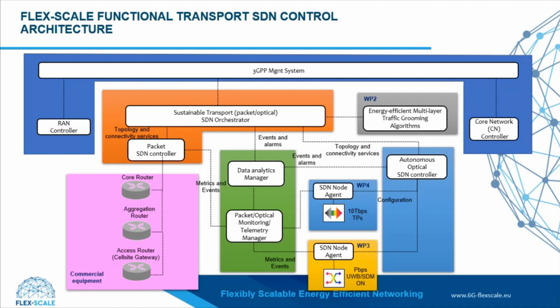So the idea is that we have this sustainable transport SDN orchestrator that interfaces with a packet SDN controller and also with an autonomous optical controller, in such a way that we have dedicated controllers for the optical technologies and also for the packet technologies. Then here you can see the 2 devices that we are developing in FlexScale, the petabit per second optical node and the 10 terabits per second transponder, where this optical SDN controller is responsible for configuring and also for collecting information about these devices.